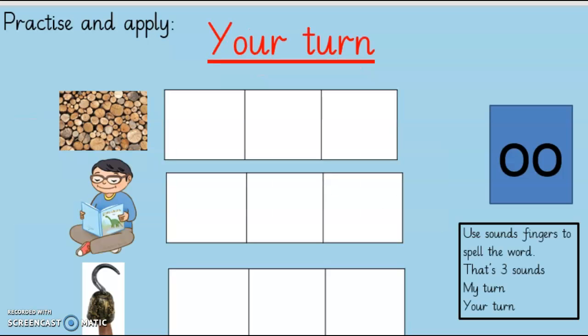Now we've got 3 more pictures, and it's your turn to have a go at writing some words. Use your sound fingers to spell each word. So we've got wood, book, and hook. Write the list of words in your learning book.